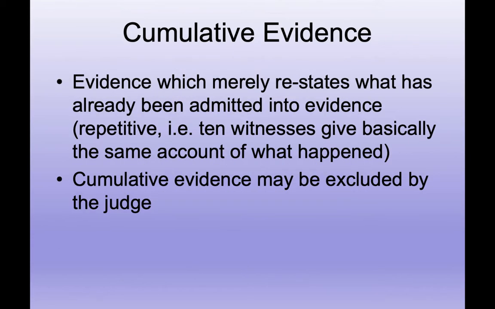Cumulative evidence. This is something that usually falls under the judge's purview. But when an attorney is bringing in testimony from multiple people that restates and tries to reprove a fact over and over again, it becomes repetitive. The judge might exclude some of that evidence. The example here is if 10 witnesses are going to give basically the same testimony or account of what they saw happen, the judge might say, listen, 2 or 3 of them can testify to this, but we're not going to listen to all 10 people say the same thing.